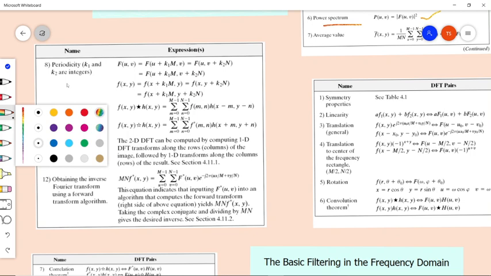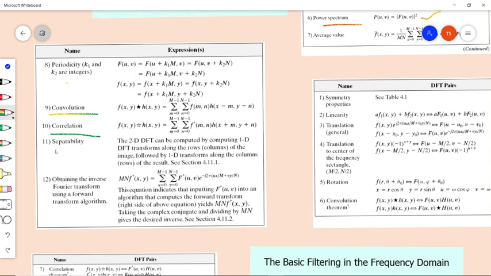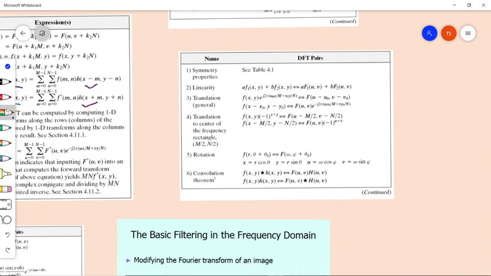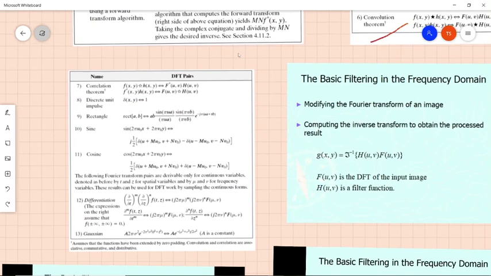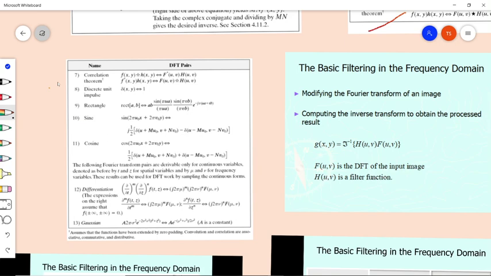Pause the video and see the formulas: convolution, correlation, separability. The formulas are these, expressed by means of these, and the properties: symmetry property, linearity property is implemented by this formula, the rotation, and the convolution theorem we just discussed. These are the formulas, and other properties of DFT: rectangle, sine, cosine. And in the examination, if you forget any equation, just mention that rectangle is there, sine is there, cosine is there for the DFT. Correlation theorem, impulse and impulse train, Gaussian.